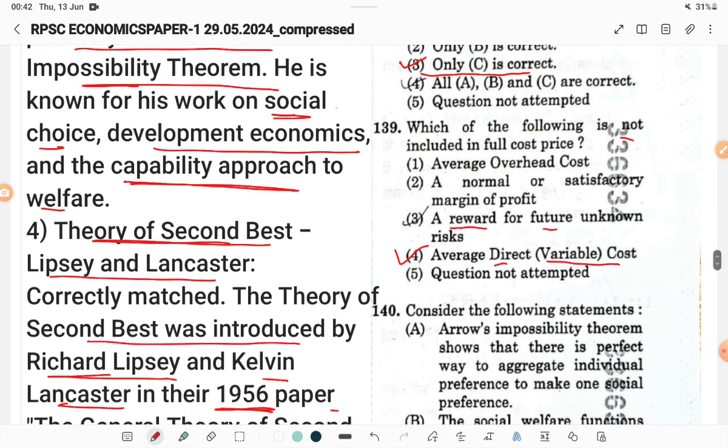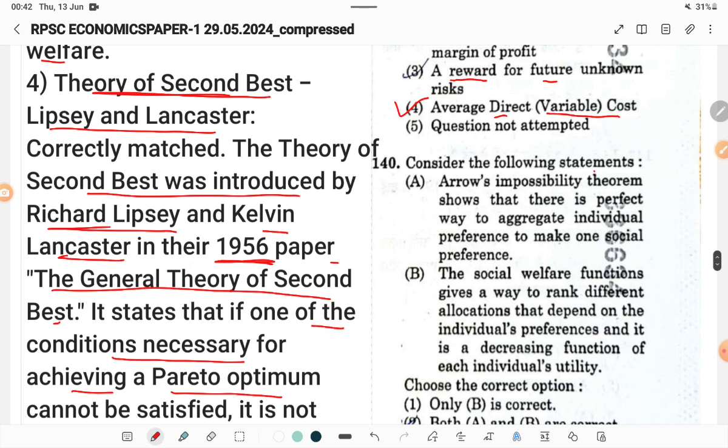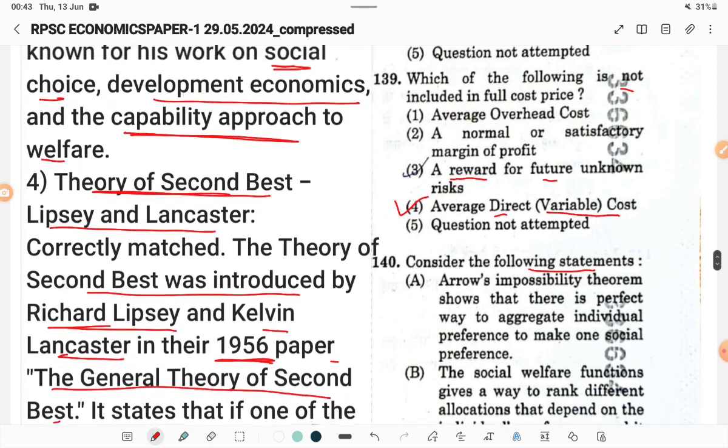Now the next question is 140. Consider the following statement. Arrow's impossibility theorem shows that there is a perfect way to aggregate individuals' preferences to make one social preference. And this statement is incorrect. Arrow's impossibility theorem, also known as Arrow's paradox, states the opposite. It shows that no voting system can convert the ranked preferences of individuals into a community-wide ranking.